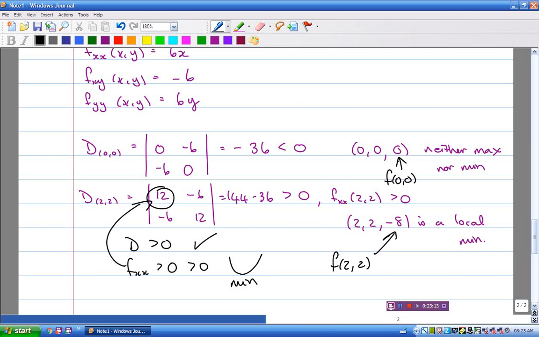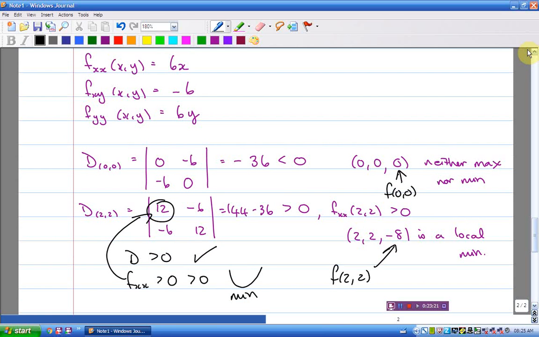Can you explain for the first one? Negative, it kind of means that there's a disagreement. You're going to get a negative determinant if your second derivatives essentially disagree about what's going on. So that's how you end up getting a negative.